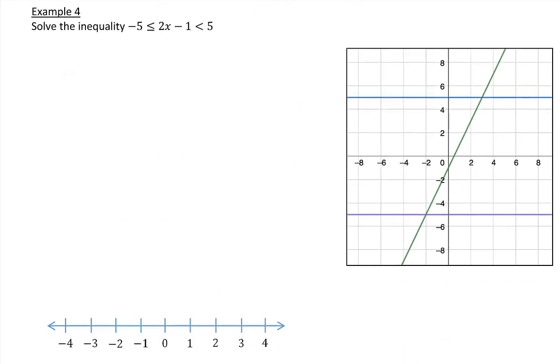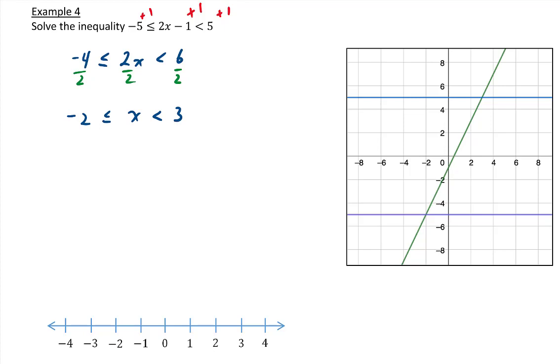Finally, let's take a look at a double inequality. And the best way to solve these is to do everything from the middle. So for example, I have 2x minus 1. The first thing I want to do to isolate for x is add 1 to all sides of the inequality. So I end up with negative 4 is less than or equal to 2x is less than or equal to 6. And same as solving other inequalities, we're now going to divide all sides by 2. And I'm left with negative 2 is less than or equal to x is less than 3.